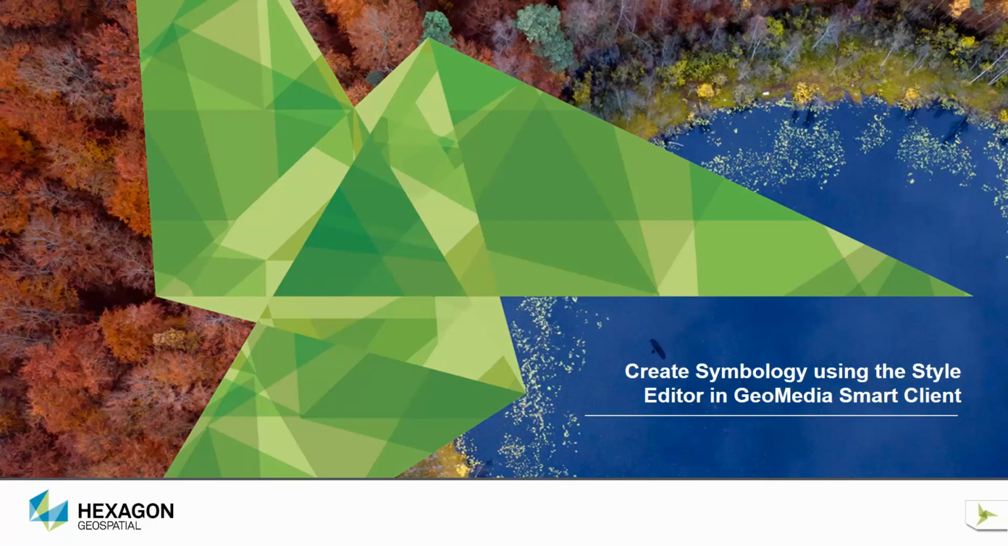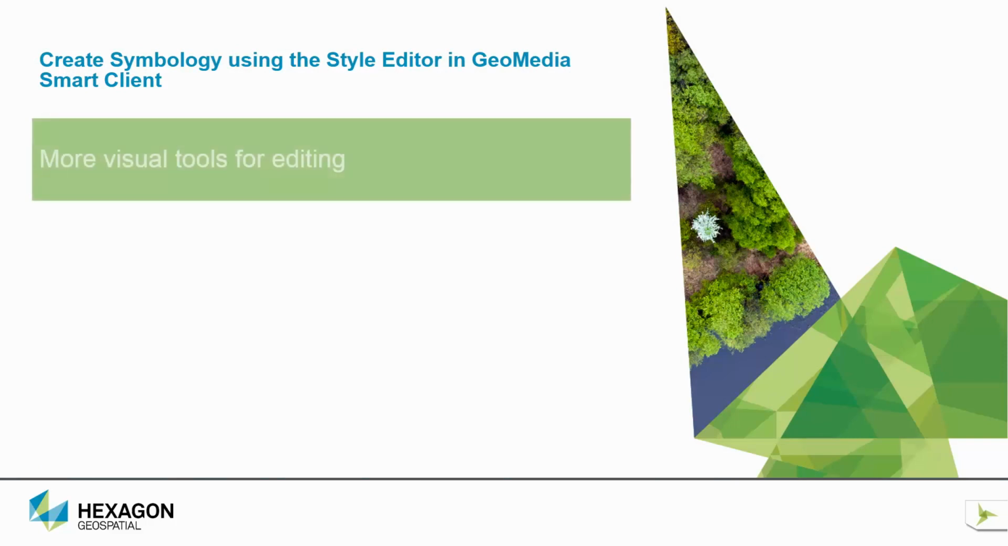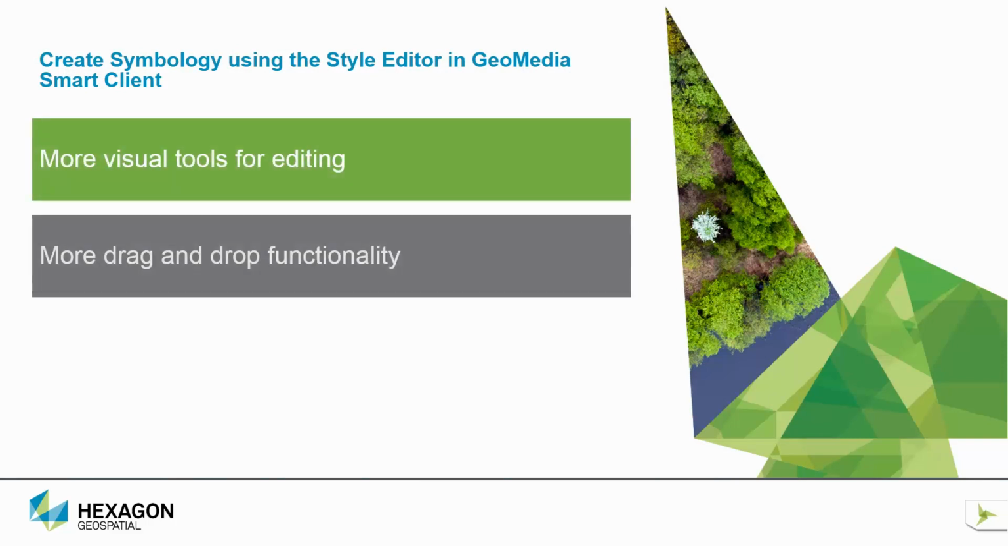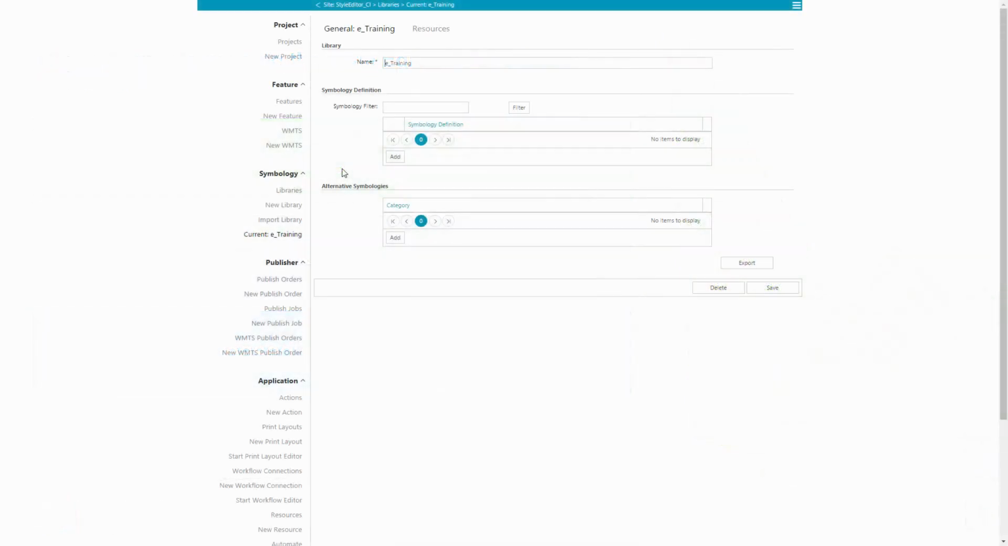In this module, learn about the upgrades made to the Style Editor in GeoMedia Smart Client, making it even easier to create and prepare Symbology styles. The Style Editor has now been built using state-of-the-art web technology, providing more visual tools for editing, more drag-and-drop functionality, and dramatically increased speed. Start by selecting an existing library from the main menu.